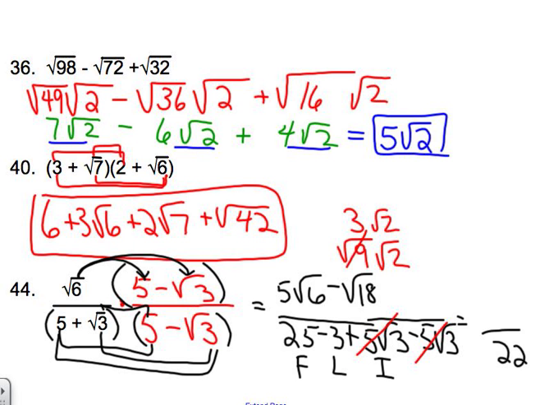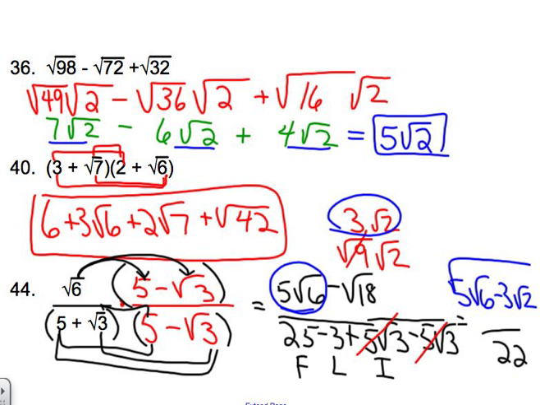So our numerator is going to be 5 times the square root of 6 minus 3 times the square root of 2. This is our final answer.